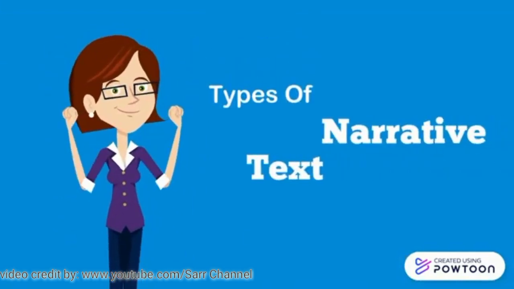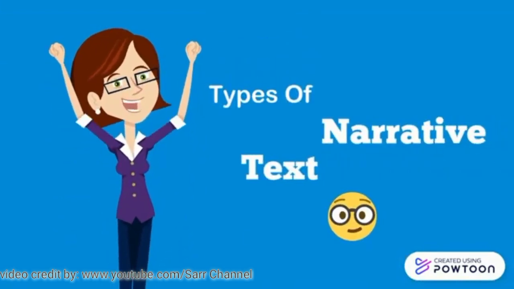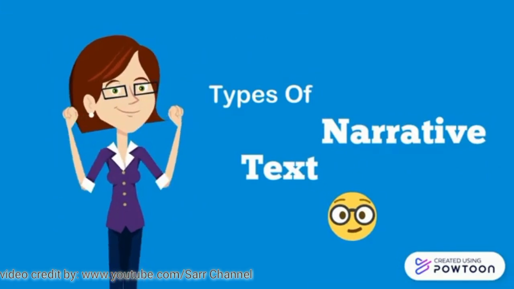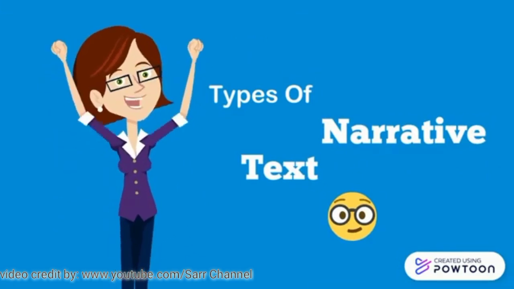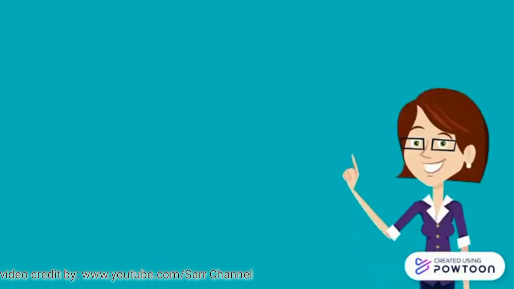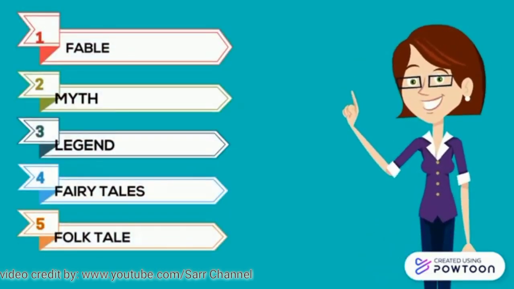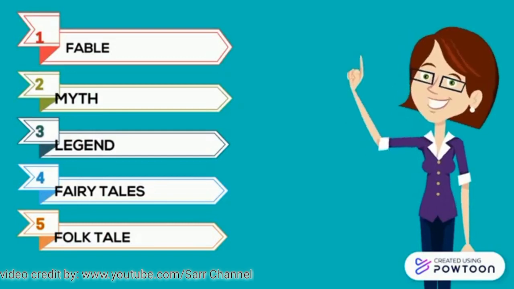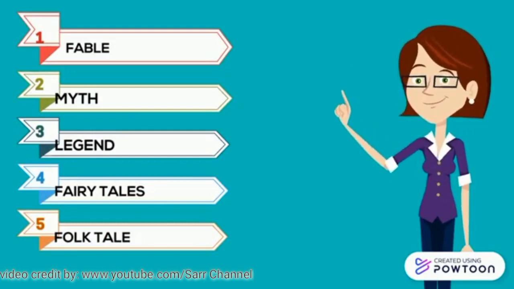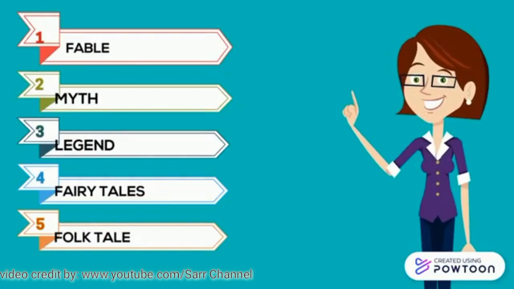Types of narrative text. Do you still remember how many types narrative text have? Okay, there are 5 of narrative text type. The first one is fable, the second one is myth, the third one is legend, the fourth one is fairy tales, and the last one is folktale. Let's define one by one.